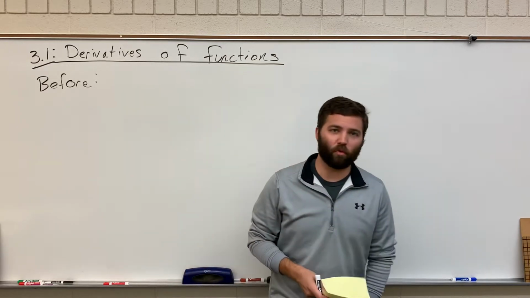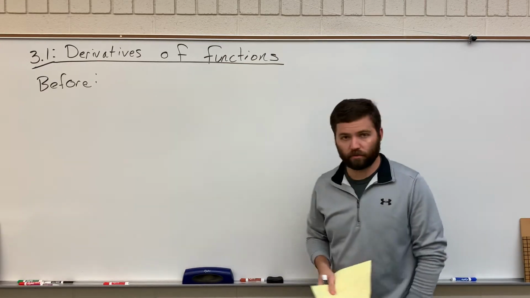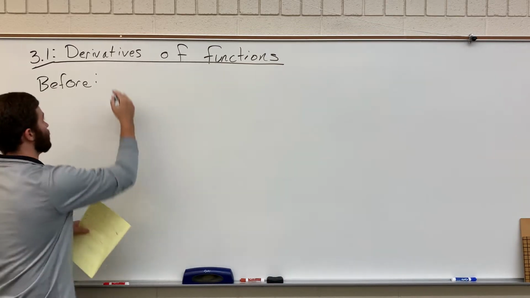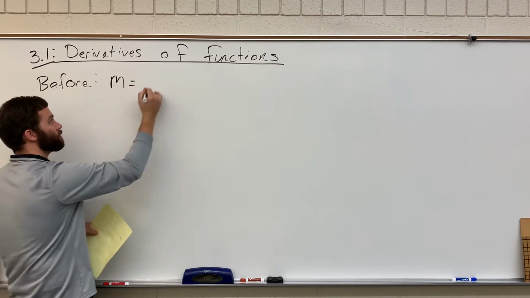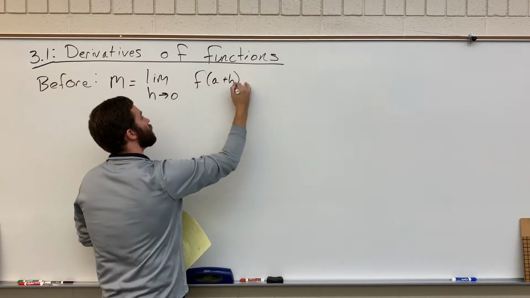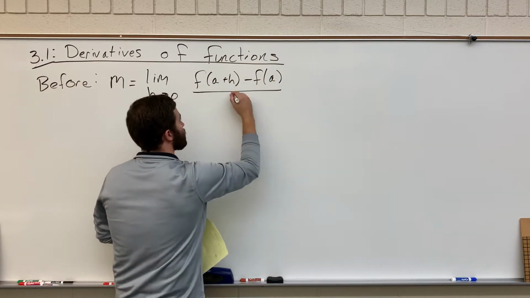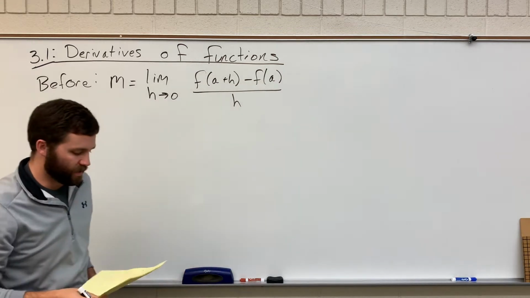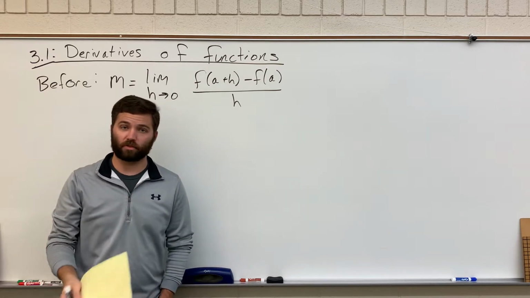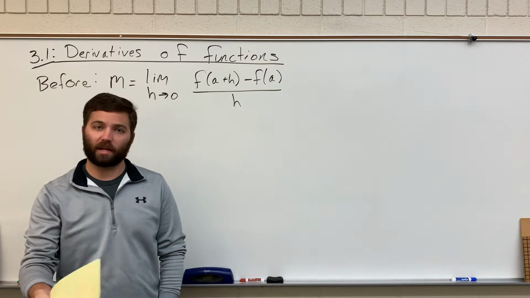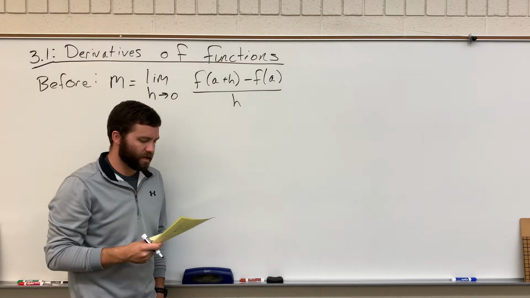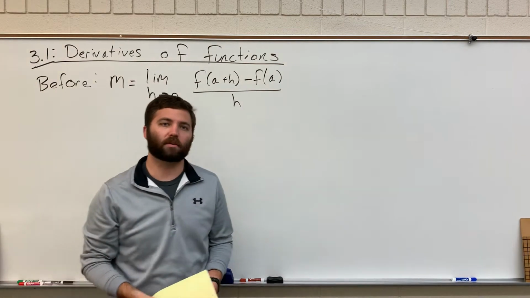All right, section 3.1, we are going to talk about derivatives of functions. So let's get started here. Up until now, you were given this equation: m equals the limit as h approaches 0 of f of a plus h minus f of a, divided by h. And we said this is the derivative of a function at x equals a, the derivative of a function at a point. So we could find the slope of a tangent line at a given point, a comma f of a. And so now what we want to do is extrapolate this to any value for x.